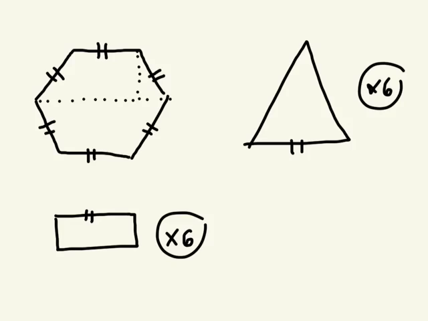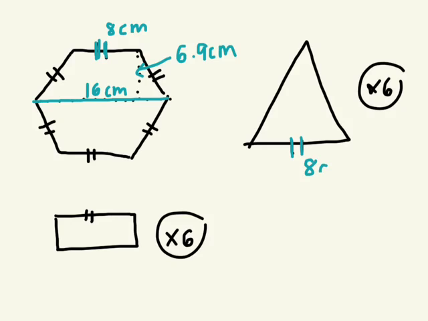So what can I label in my trapezoid? What parts of the trapezoid do you know? We know the height is 6.9 centimeters. Do we know this? 16. And do we know this? Yeah, this is 8. Well, if you notice these little marks, that means anything with those marks are the same length. So what's the length of this? 8 centimeters. What's this length?